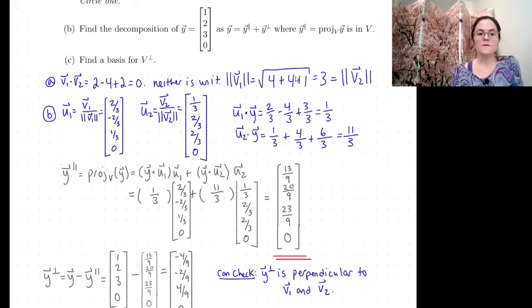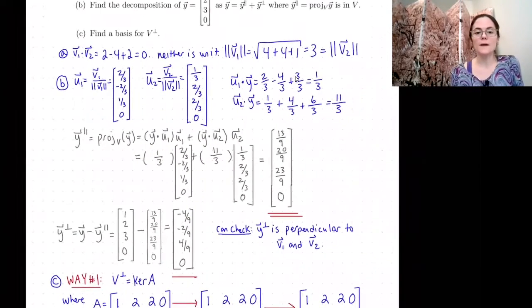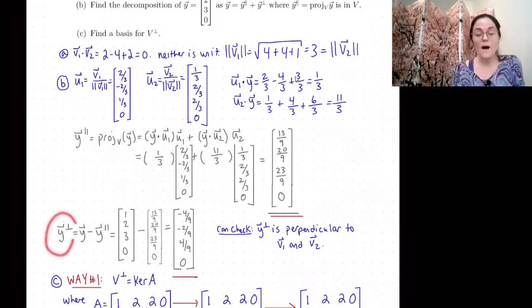And then this component of y that is orthogonal to V, we take y minus the projection. Y minus the projection, we get this.